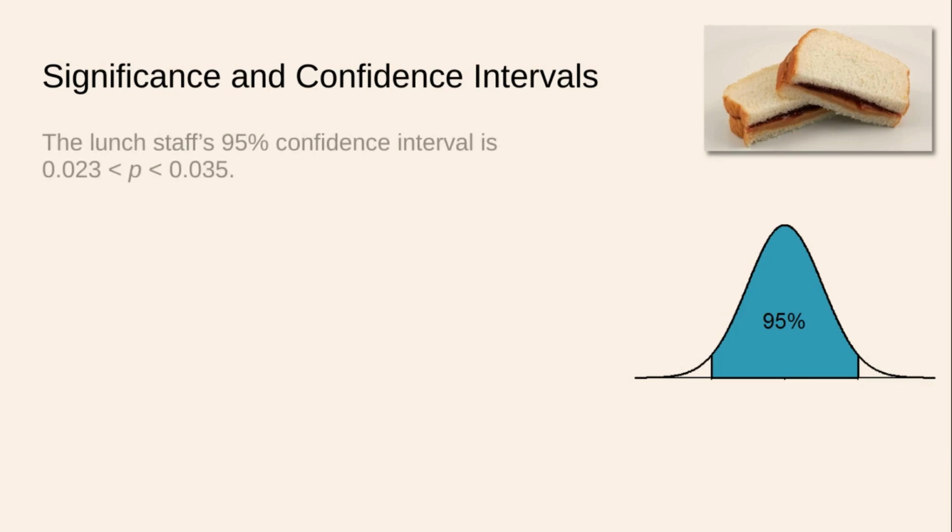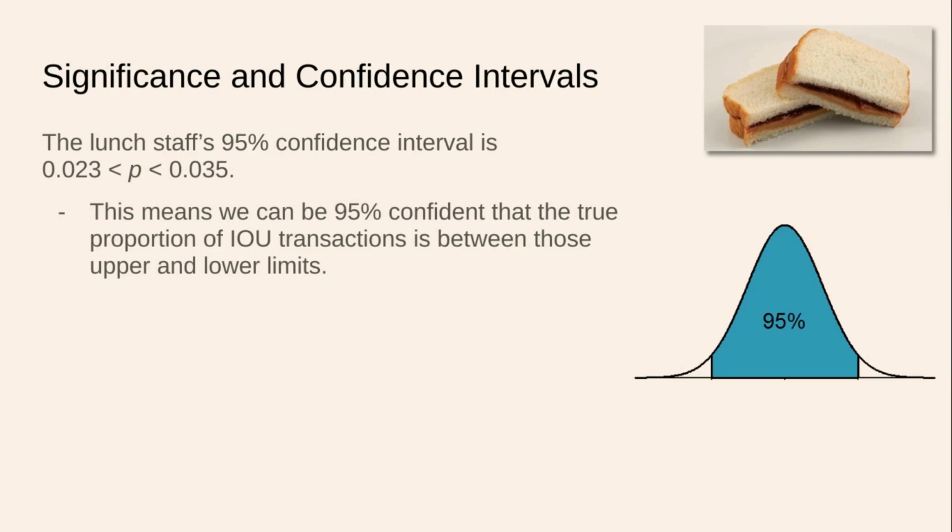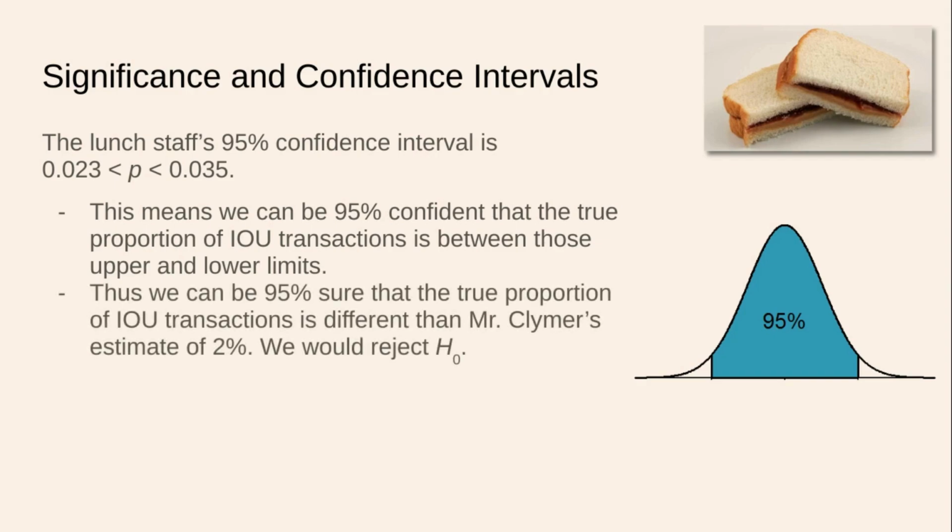So let's talk about this a bit more. The lunch staff's 95% confidence interval is 0.023 to 0.035. This means we can be 95% confident that the true proportion of IOU transactions, people who end up with a PB&J and a bit of debt on the side, is between those upper and lower limits. Thus, we can be 95% sure that the true proportion of IOU transactions is different than Mr. Clymer's estimate of 2%. We could, even though we did not even find a p-value, reject H sub 0.